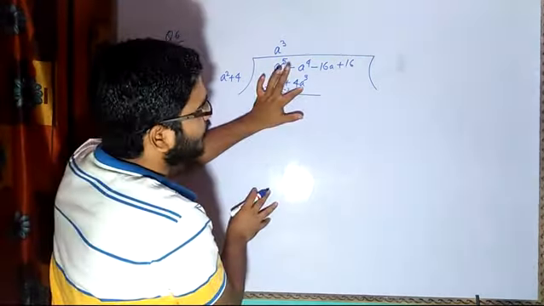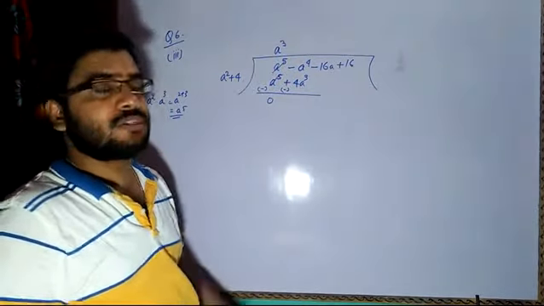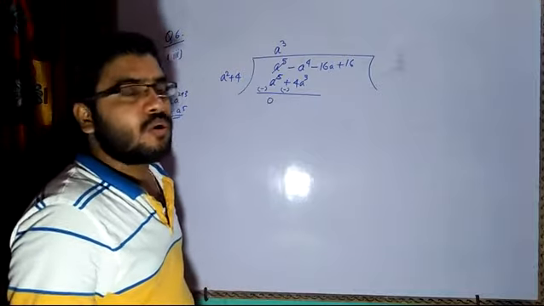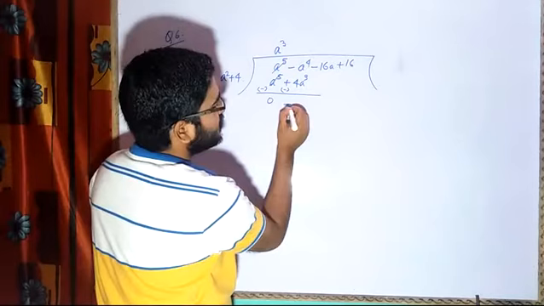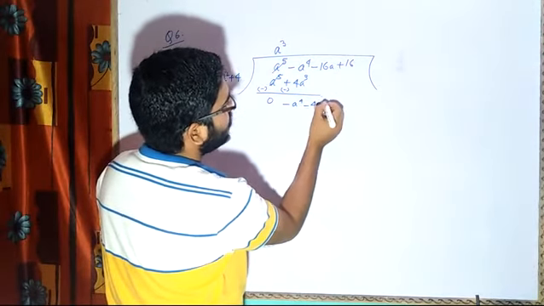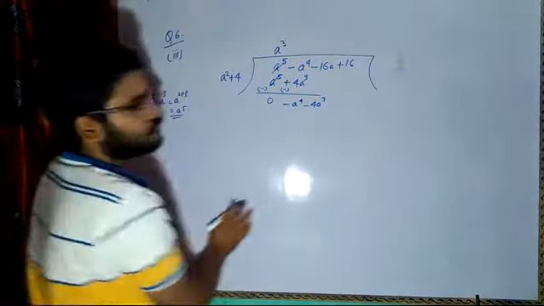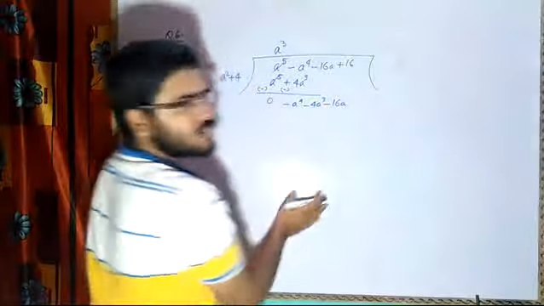Now here a raised power cube and a raised power 4, these two are different terms. They are unlike terms, so we cannot subtract. So we will simply copy, that is minus a raised power 4 minus 4 a raised power 3. Correct. Now if you want, we can bring 16a also as we used to do.